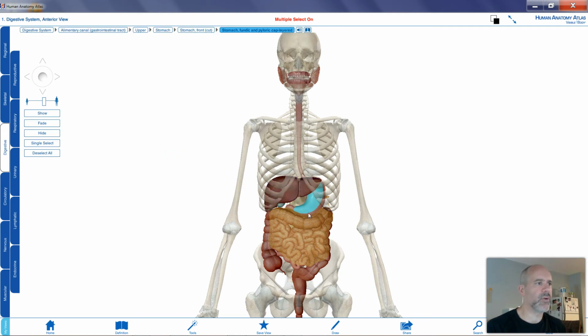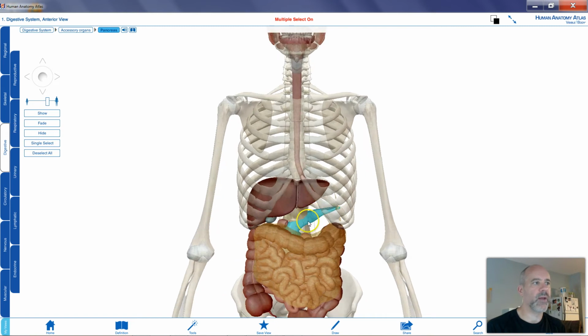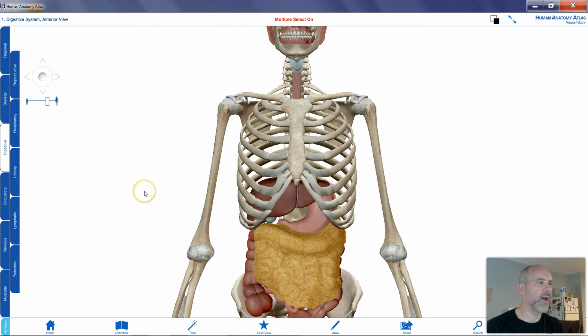And then also, let me just select the whole stomach and hide that. And back here behind the stomach, your pancreas, which I'm lighting up in blue there, is also not technically part of your alimentary canal because food does not pass through the pancreas, but the pancreas produces lots of enzymes that are very important for digesting the foods that we have consumed. So I just wanted to point those things out to you there. Let me bring everybody back.